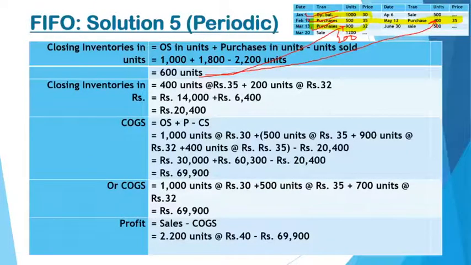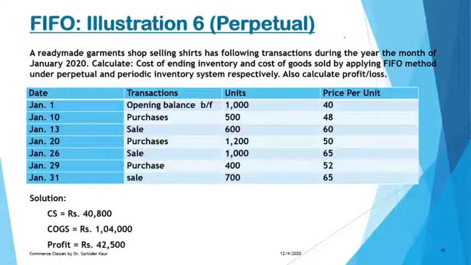This is how your first in first out system works. Now under periodic and perpetual system, although in this question both methods are giving you the same answer, it may not be so, because the system is different, so answers may be different. So you should not be worried about the answers. You may get different answers under different methods.